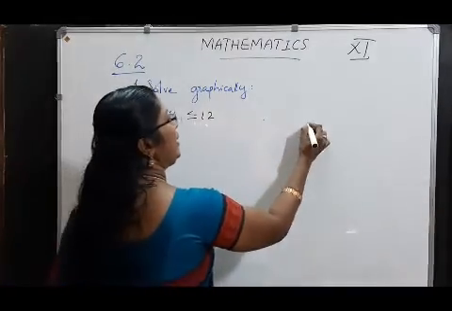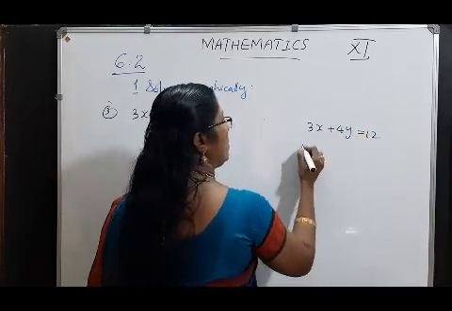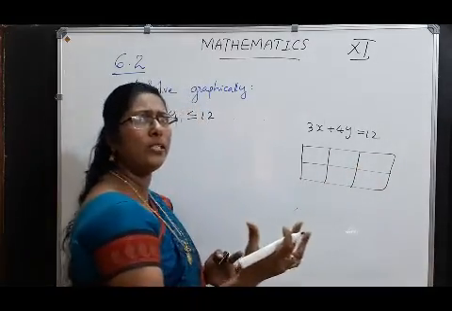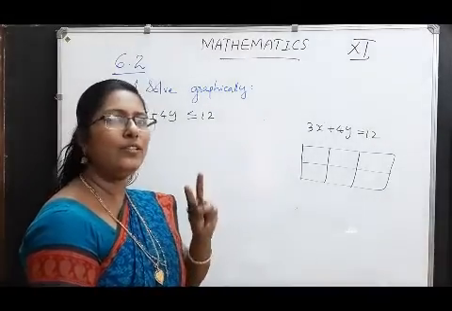Okay, first of all write 3x plus 4y equal to 12. Then find at least 2 points. You can find more than 2 points, but when we draw a straight line, we need at least 2 points.